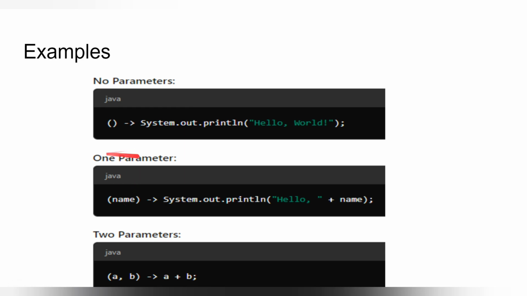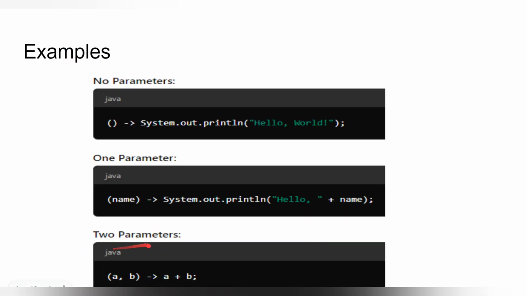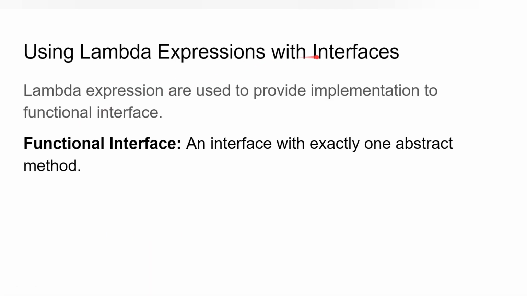Another one is a single parameter. Here we can provide just one parameter, which is name, and then we print hello name. One thing to notice here is that the data type is optional. We don't need to provide the data type, int or string, in the argument list. Another is a two parameter one. Here we are providing two parameters, a comma b, and in the body we print the sum of the two numbers, a plus b.